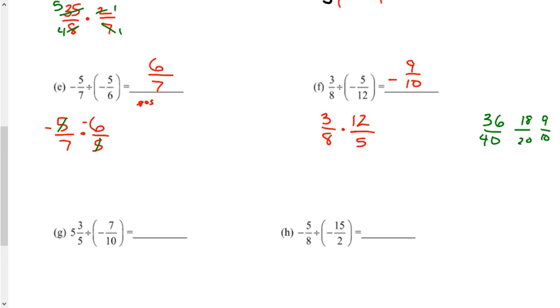Now, if you were going to reduce on the front end, which is what I would probably do, I would say 4 goes into each of those. 3 and 2. That still gets me 9/10 negative.